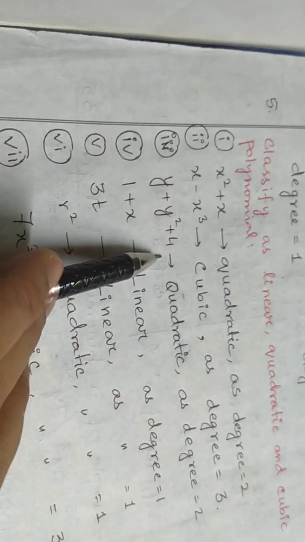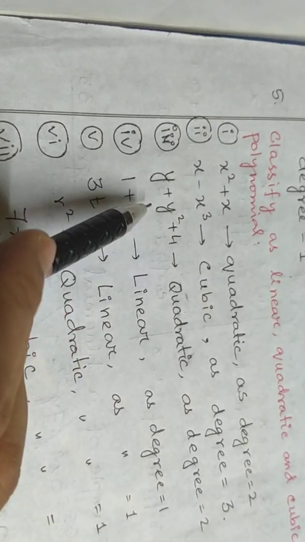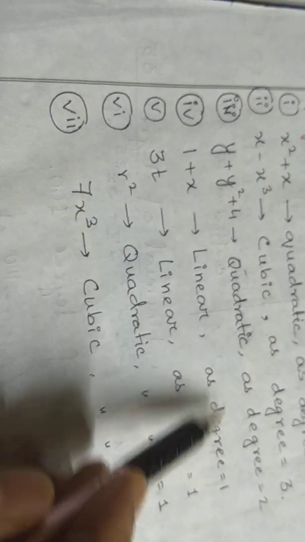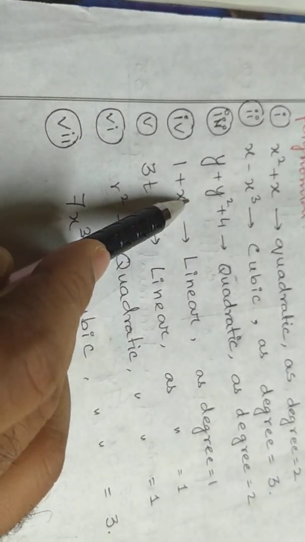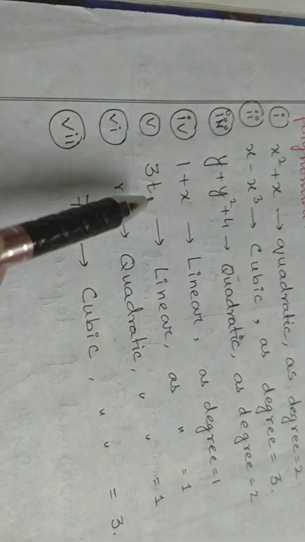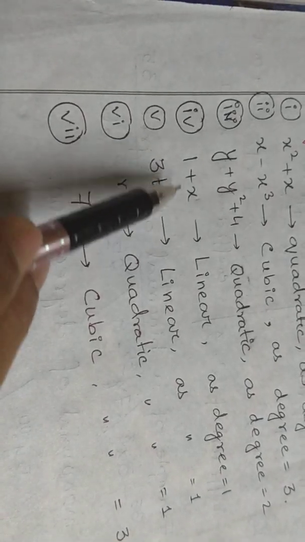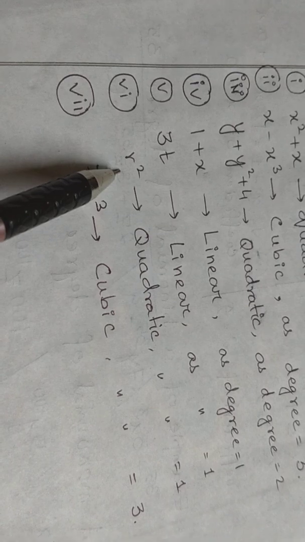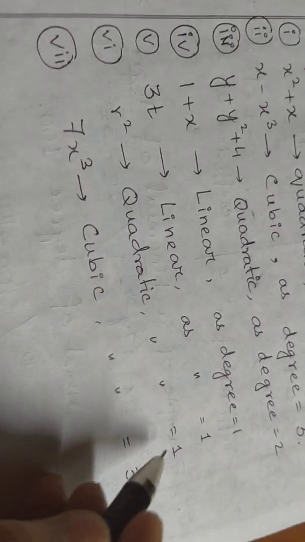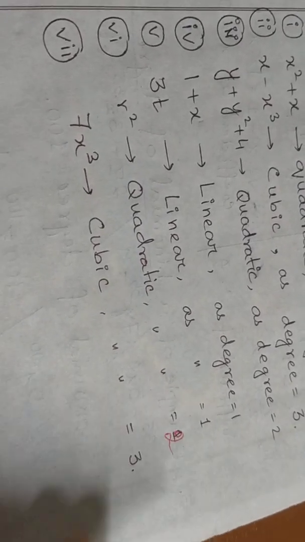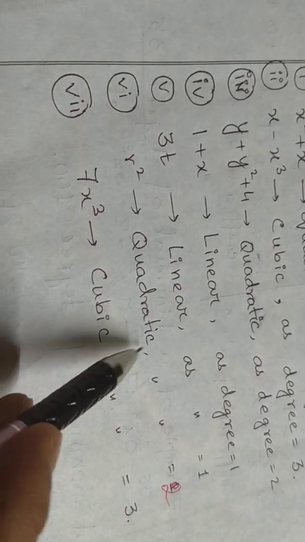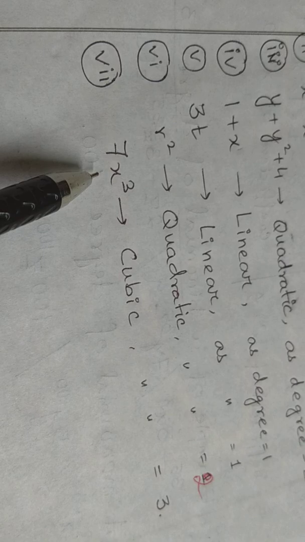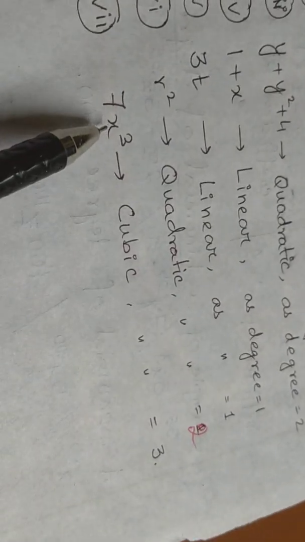Y plus y square plus 4, the highest power is 2, so it is a quadratic polynomial. 1 plus x, linear polynomial, because the degree is 1, the power of x is 1. 3t is a linear polynomial because the degree of t is 1. Next, r square. What is the degree of r? That is 2, so it is a quadratic polynomial. And 7x cube, what kind of polynomial? This is a cubic polynomial because you can see the degree is 3.